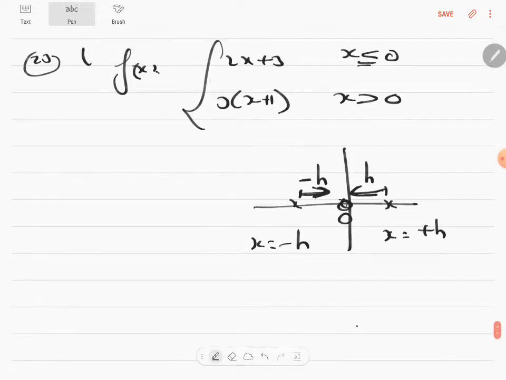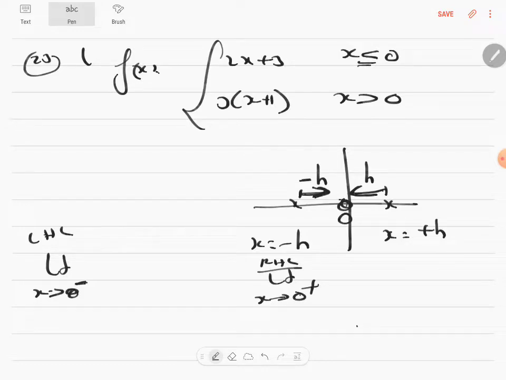So I am going to do the left hand limit, limit x tends to 0 from the left, and the right hand limit, limit x tends to 0 from the right. 0 minus and 0 plus refer to 0 from the left and 0 from the right. Correct? 0 from the left means less than 0's formula, which is 2x plus 3. 0 from the right means greater than 0's formula, which is 3 into x plus 1.